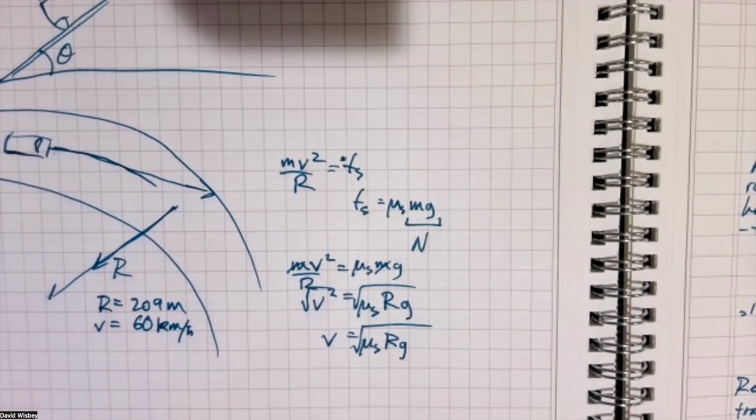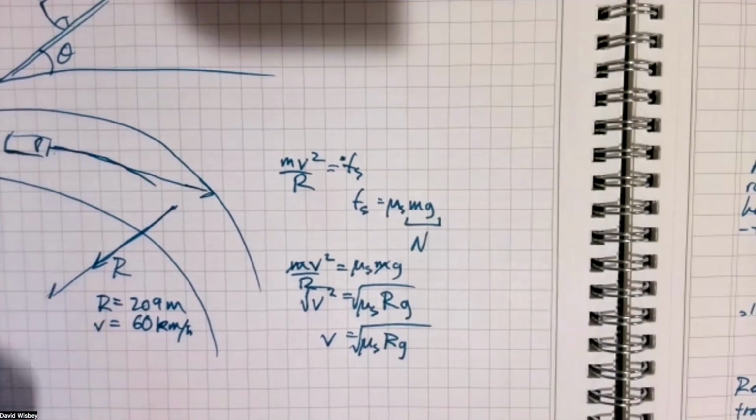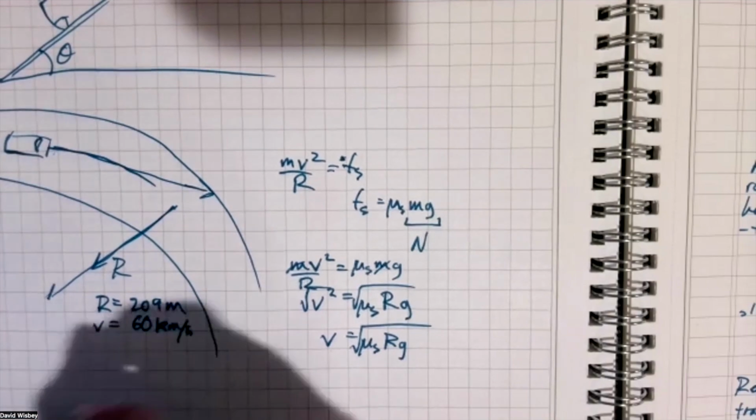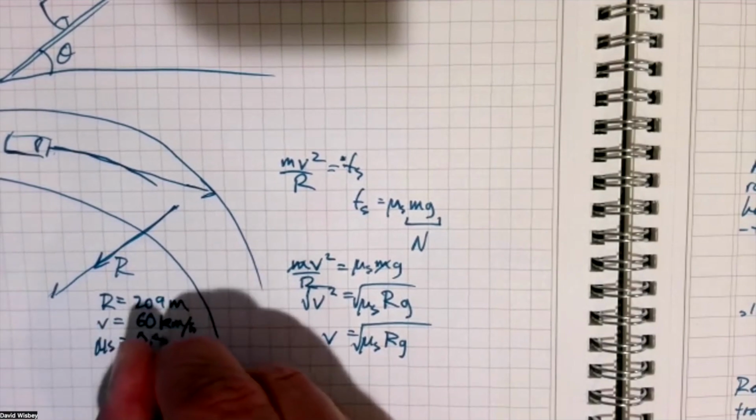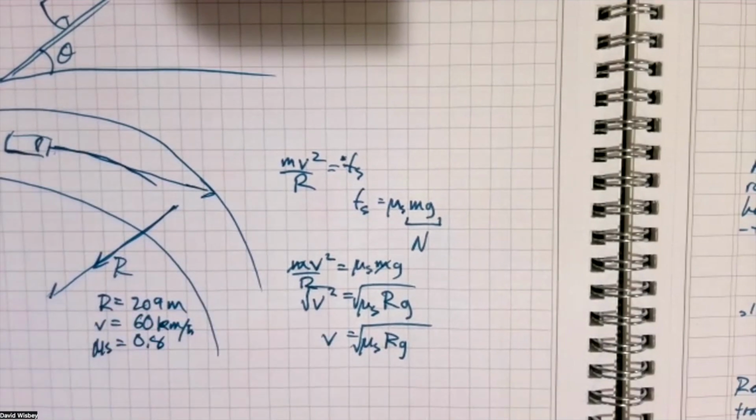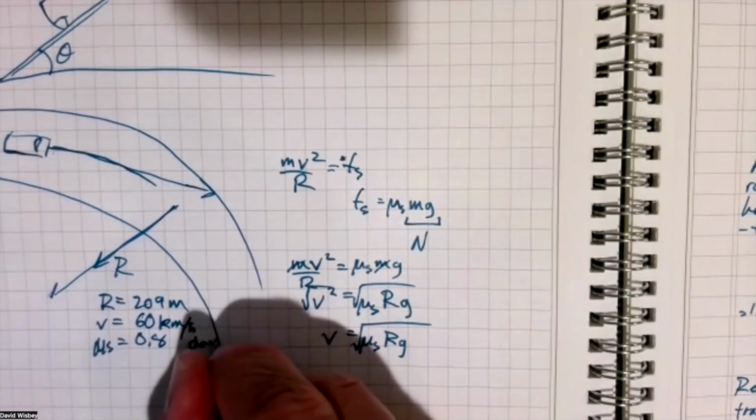Coefficient of friction between road and tire. All right, so it's about 0.8. So mu s is 0.8, and that's if it's dry. So it's between 0.7 and 0.8. This is if we are dry.